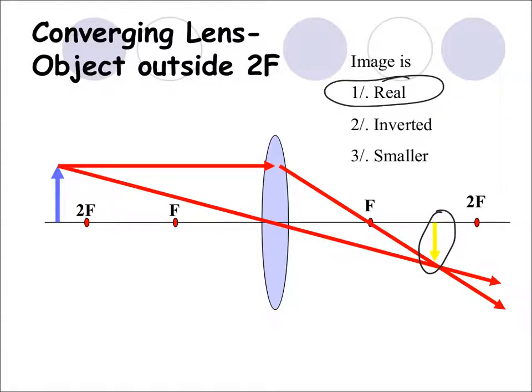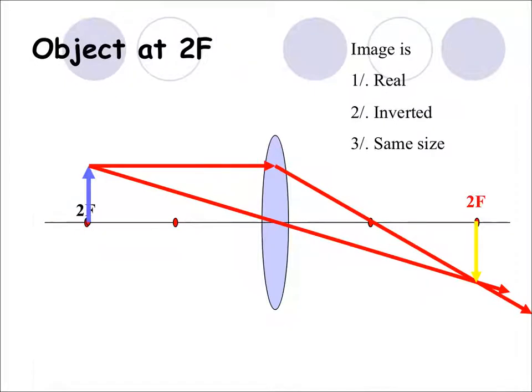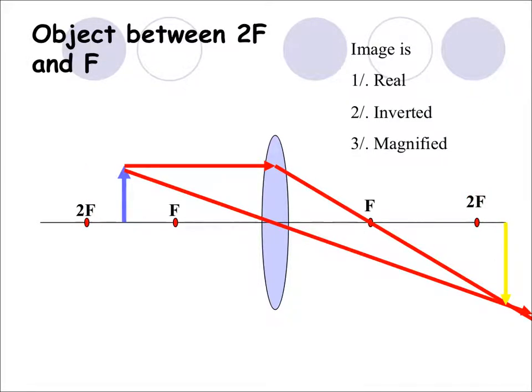Now the object is outside 2f, twice the focal length, and it gives a smaller image. If we move it to 2f, we get a real image which is the same size and the same distance as the other side of the lens. And if we move it inside, the image moves outside 2f on the other side of the lens, but still remains inverted and real, but now is magnified. So this can be used to magnify images and still keep them real, still have them projectable onto a screen.